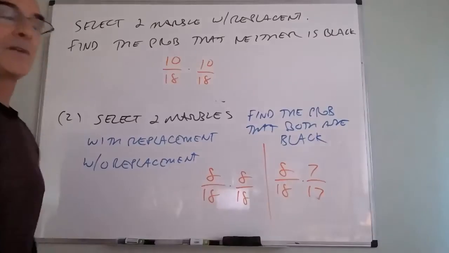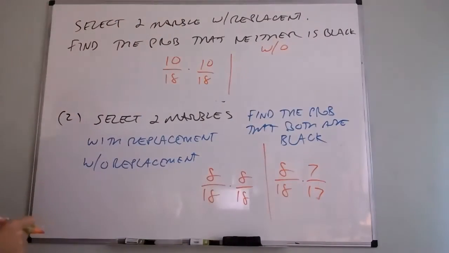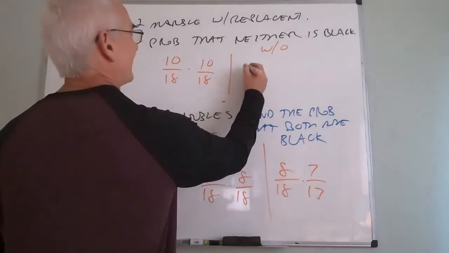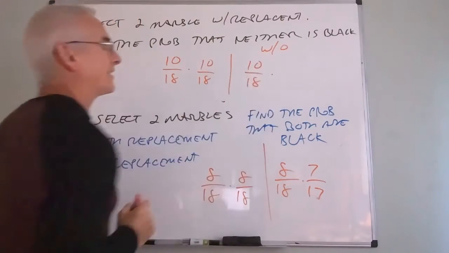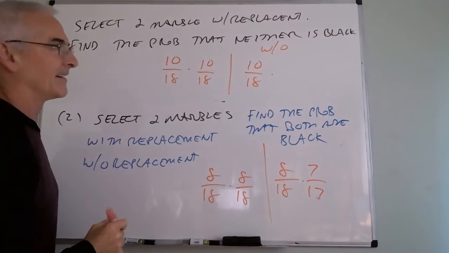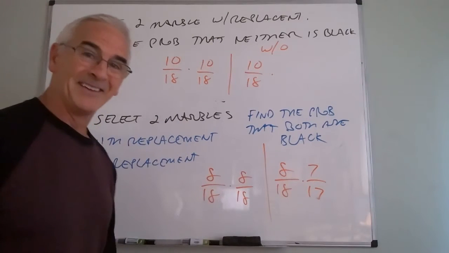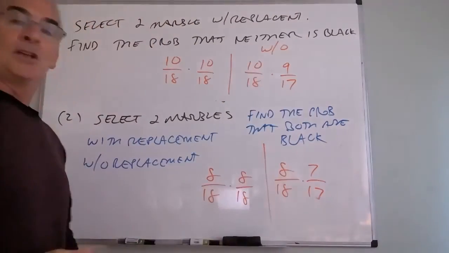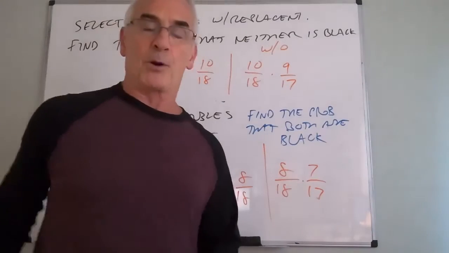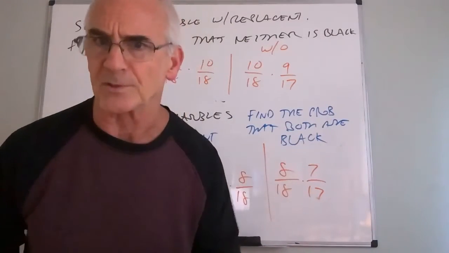Now if I said without replacement, what would that be? 10/18. You're getting 2 marbles in a row. 9 out of 17. 9/17. Again, it changes. So the with and without is really, really important. Now it's not complicated. You've got to read, oh, I'm doing this with replacement, I'm doing this without replacement.